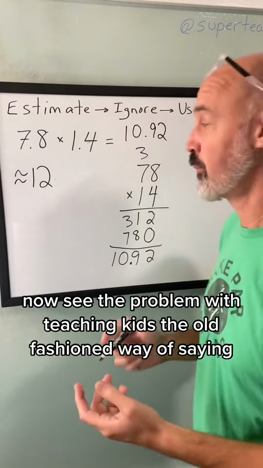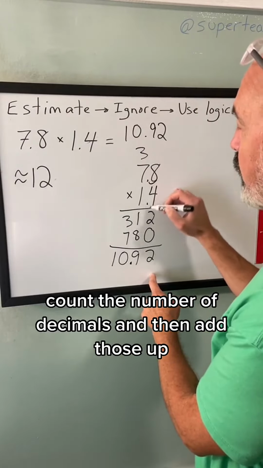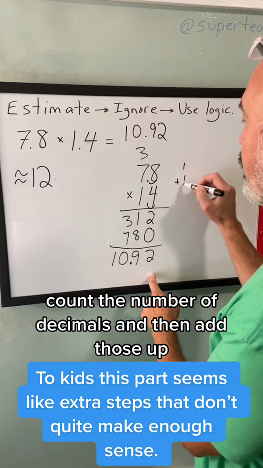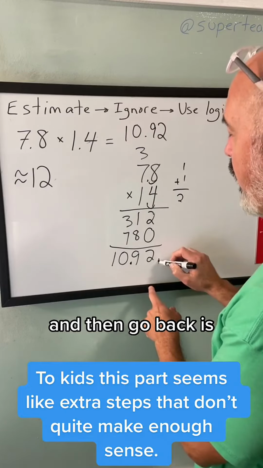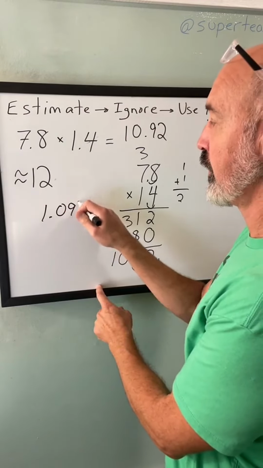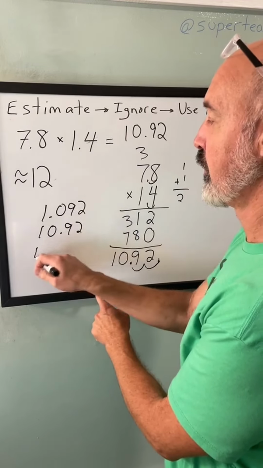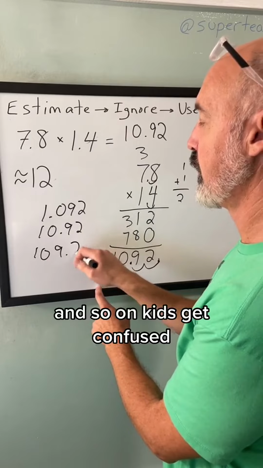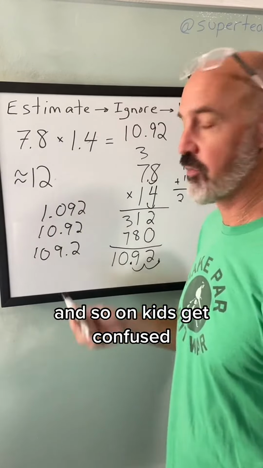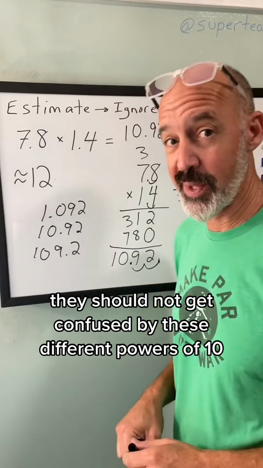Now, see, the problem with teaching kids the old-fashioned way of saying count the number of decimals and then add those up and then go back, on multiple choice questions, when the answer choices are like this, and so on, kids get confused. They should not get confused by these different powers of 10.